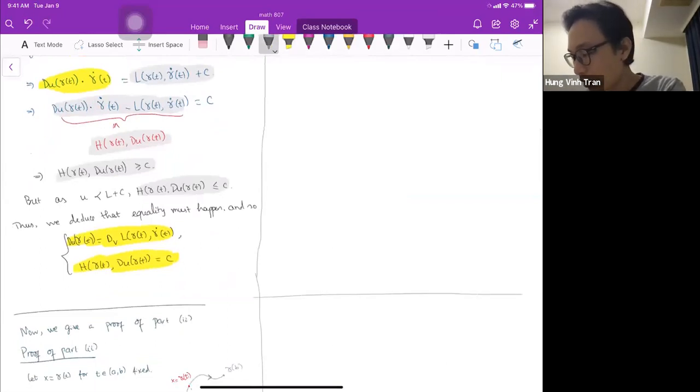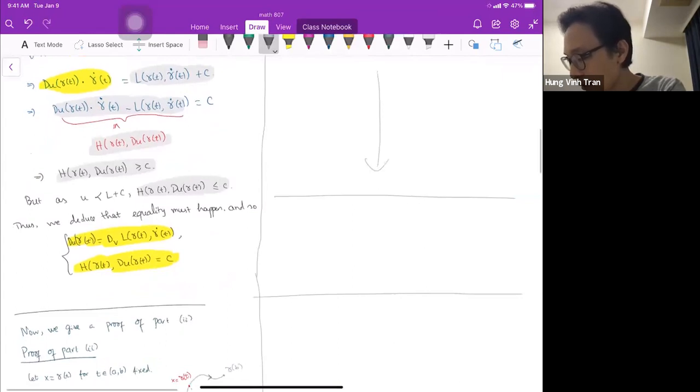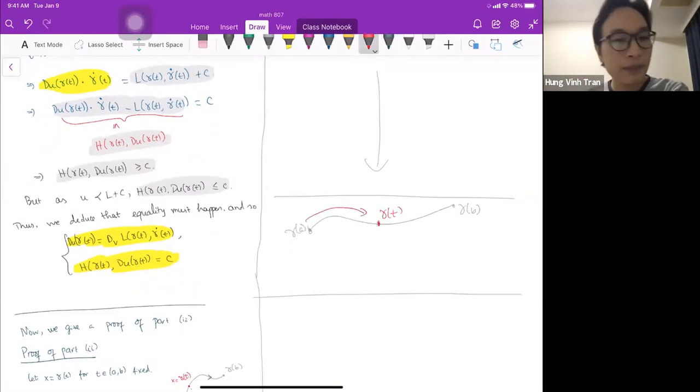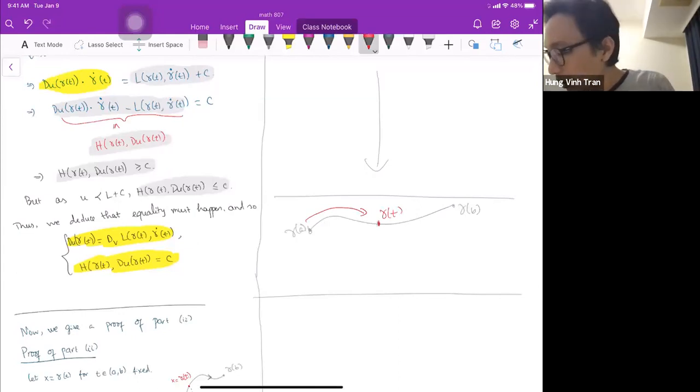So now let's do part two. As I said, going from above down here, we can approach gamma t from the left or the right. So this is gamma a, this is gamma b, and gamma t is somewhere here. We can approach gamma t by going from gamma a to gamma t, that's approaching gamma t from the left, or I can also approach gamma t from the right, like this.